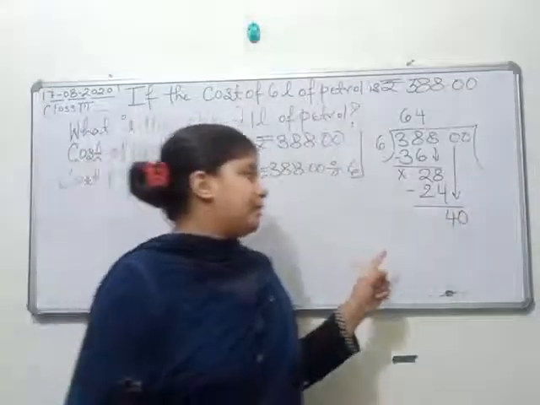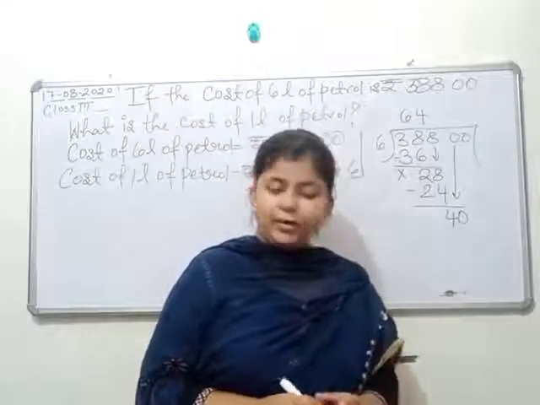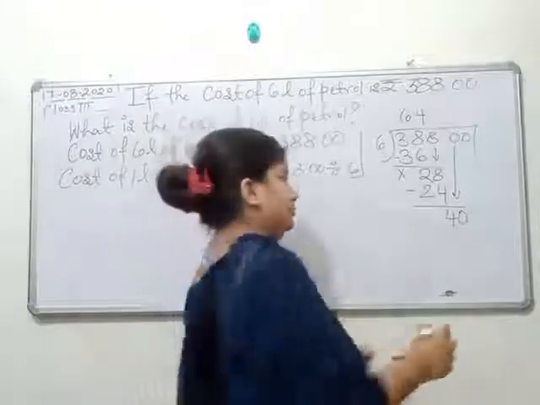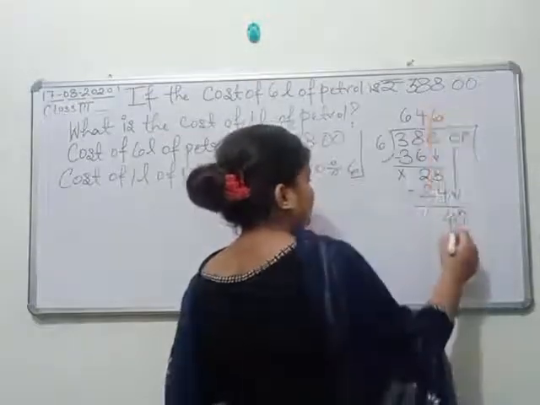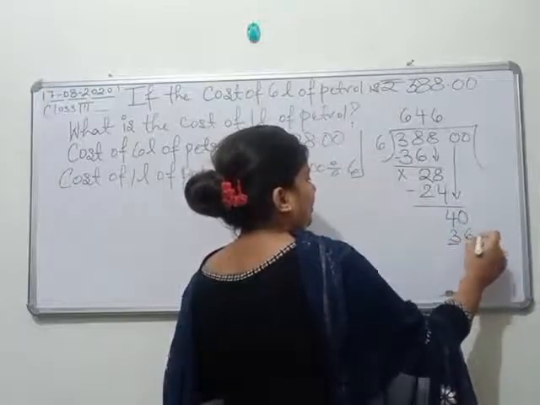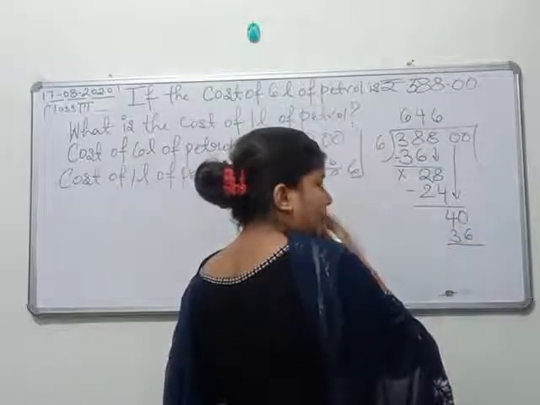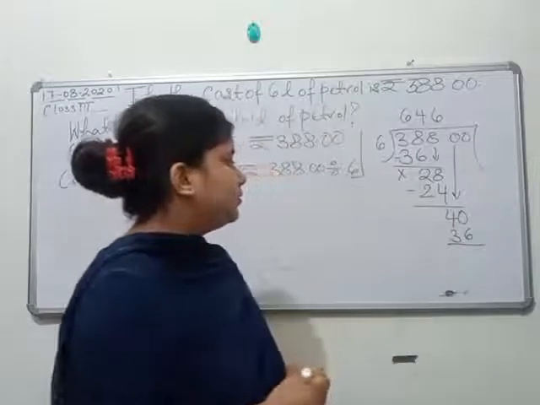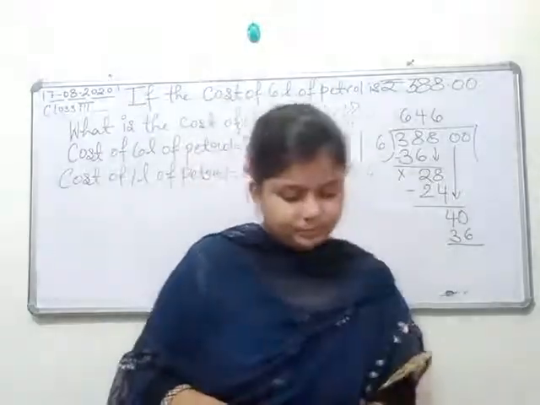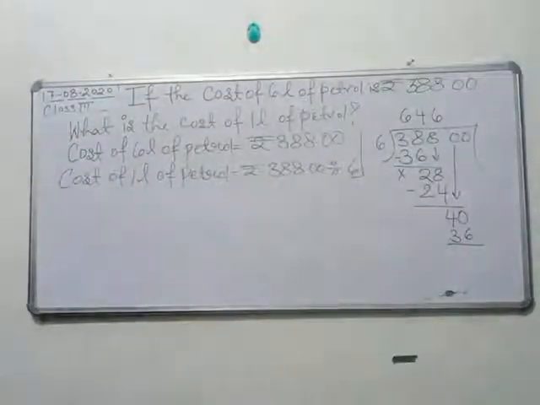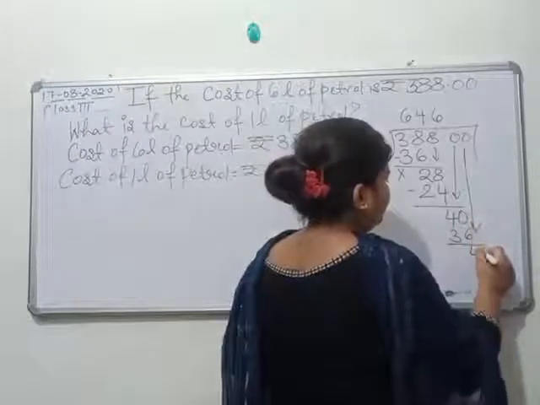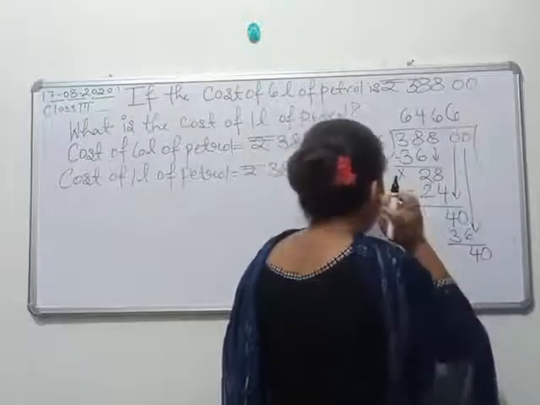Now count 6 tables such a way that you get 40. We don't get 40 in 6 table. So we will take it 6 6 ja 36. Now 10 minus 6 you will get? Tell me. Do it. We will get here 4 again. Carry down this 0. Again we will take it 6 times.